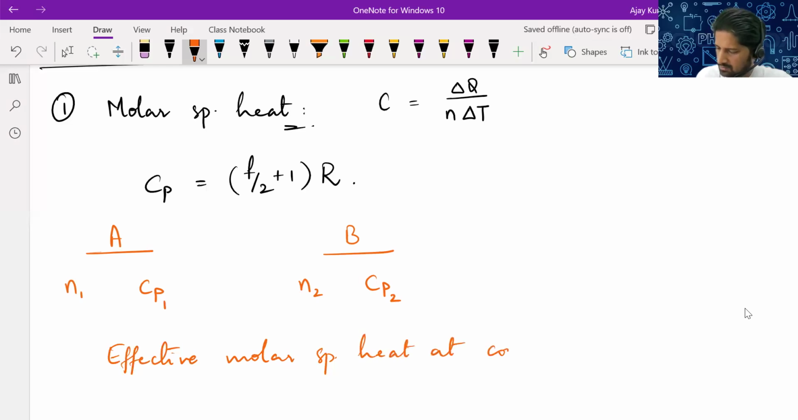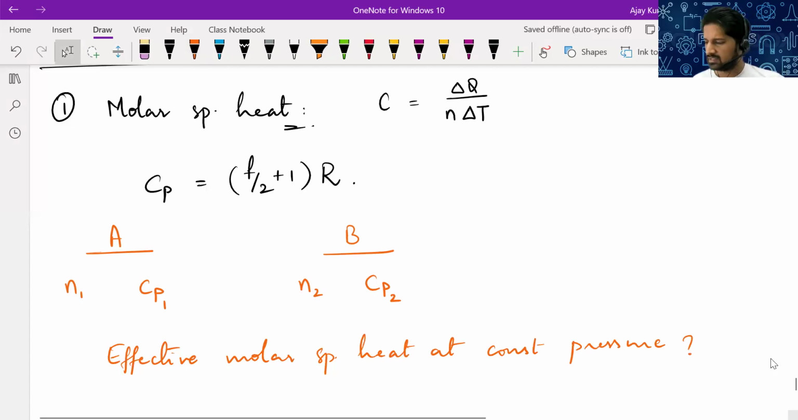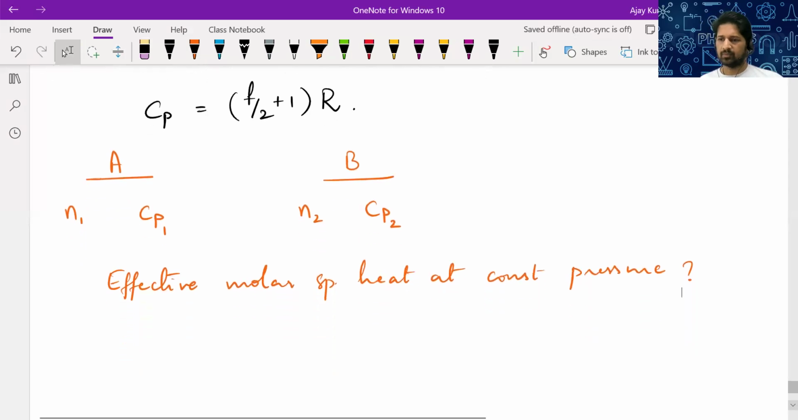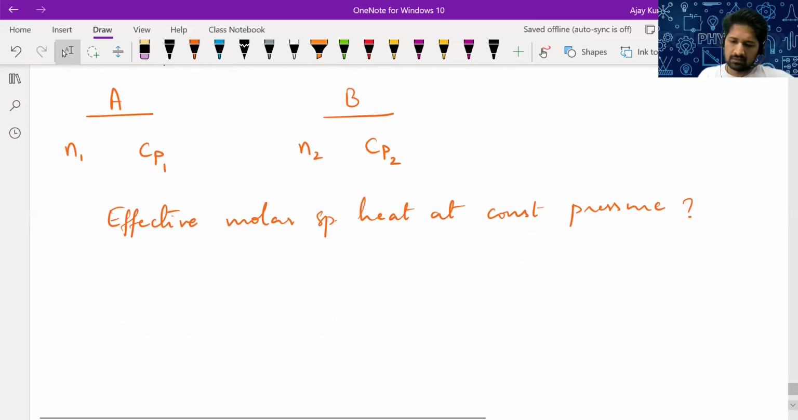At constant pressure. Let us discuss how to do this. Now, you need a relation between heat and temperature to be able to find out the effective molar specific heat, or to be able to find out the molar specific heat, right?